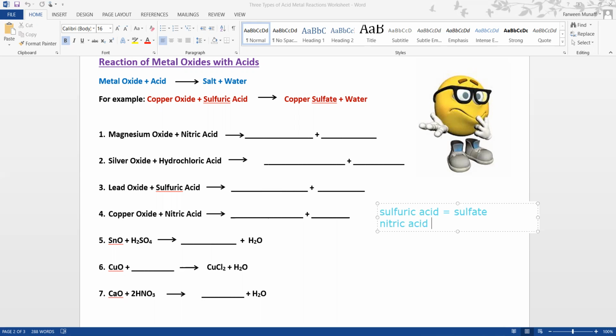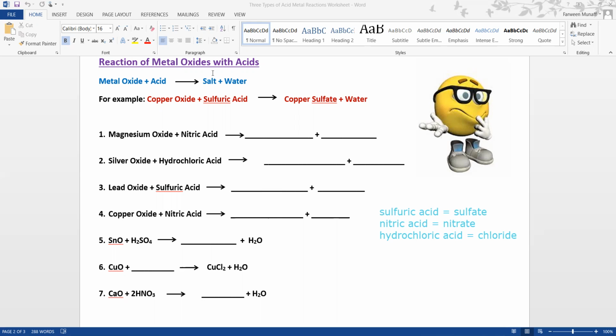Nitric acid gives us nitrate, and what's the other? Oh yeah, sorry, hydrochloric acid gives us chloride. Okay, so referring back to the same thing. If we've got magnesium oxide combining with nitric acid there, we have to think about what are the two formulas that are going to be involved. What are the two products that are going to be formed as a result of that?